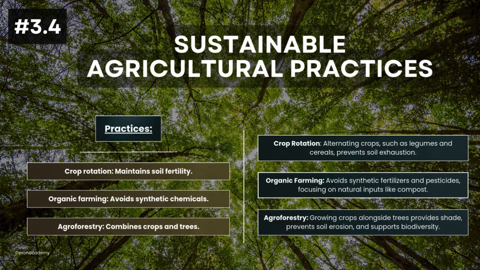Then comes agroforestry. Growing crops alongside trees provides shade, prevents soil erosion, and supports biodiversity. These practices reduce agriculture's environmental impact and ensure long-term productivity.